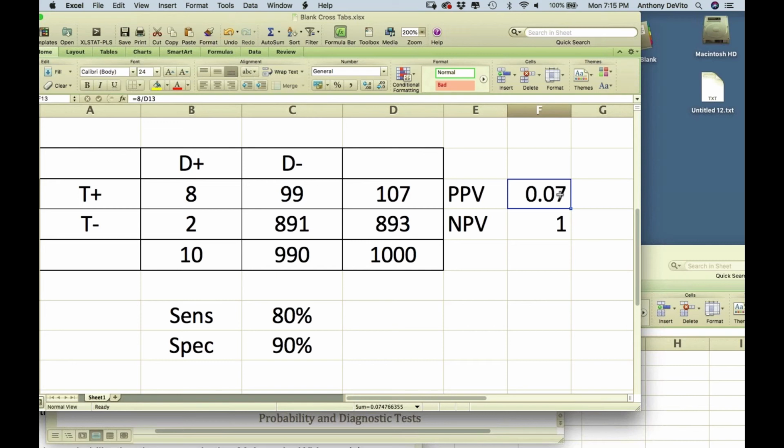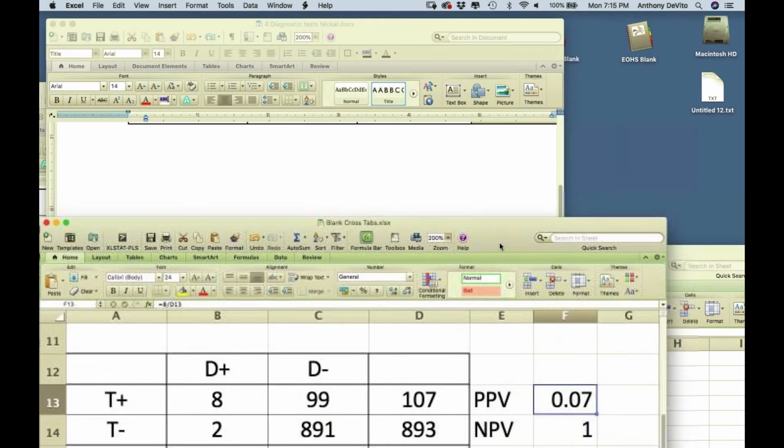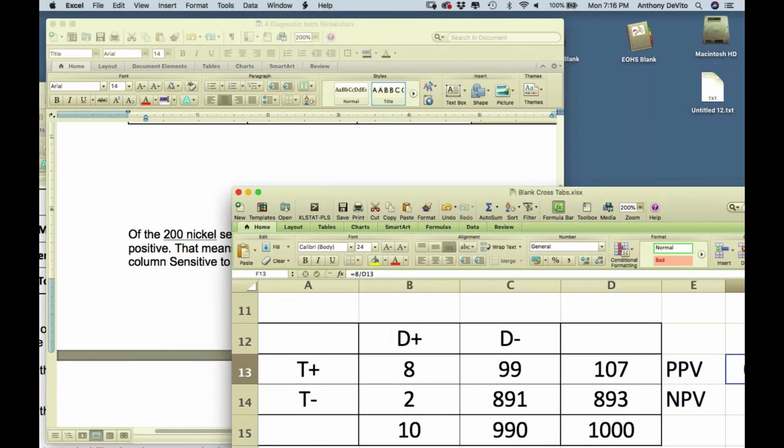Remember that nasty formula we were looking at before? Bayes' theorem, right? Let's bring that back up again. I think I might actually have a version of this table with that on there.